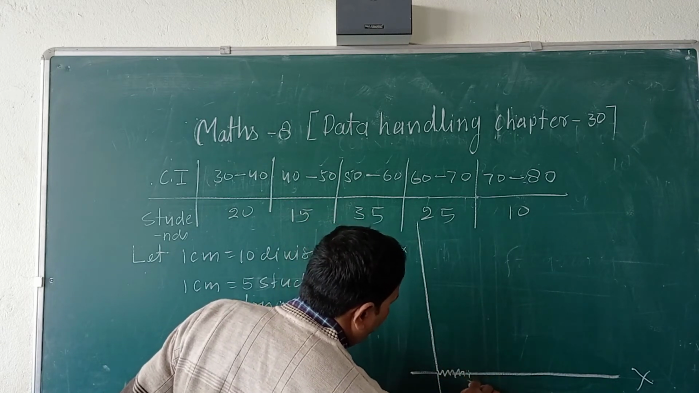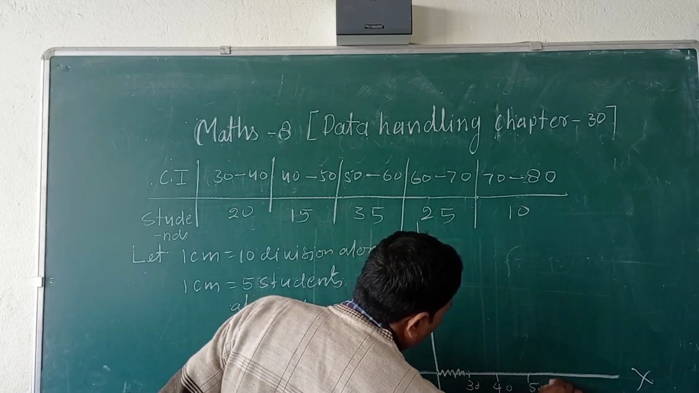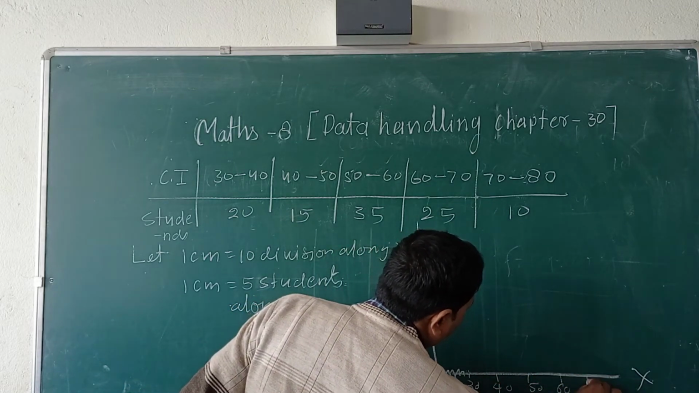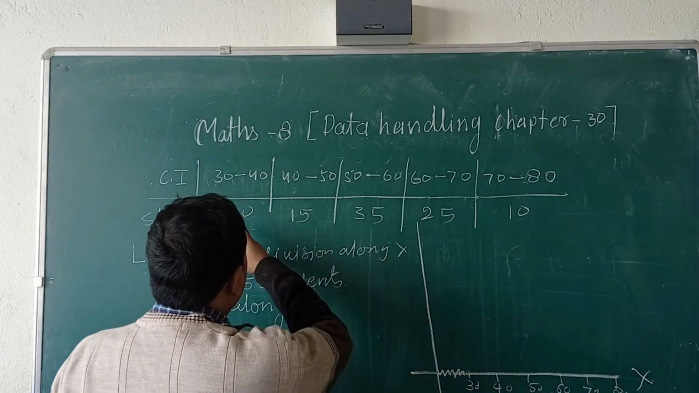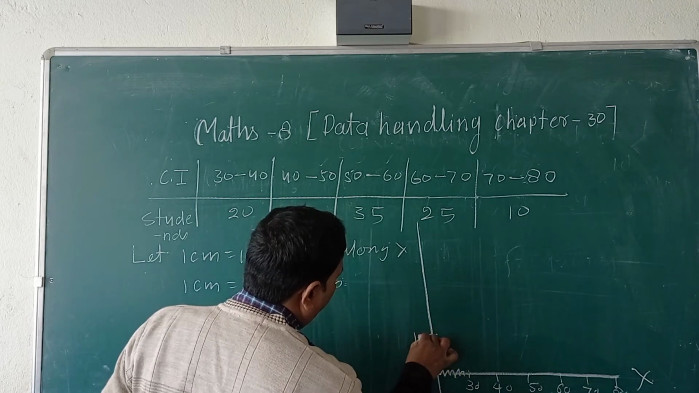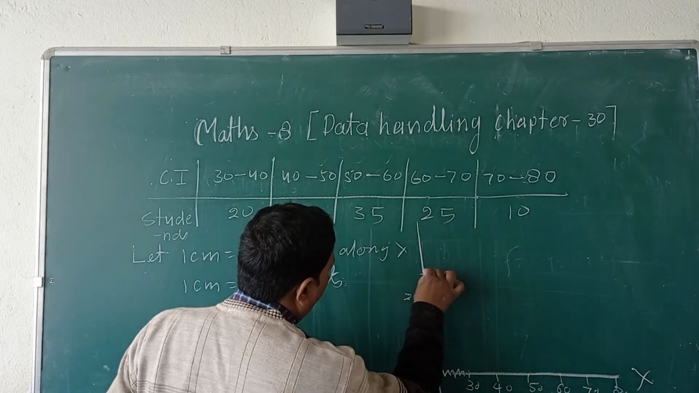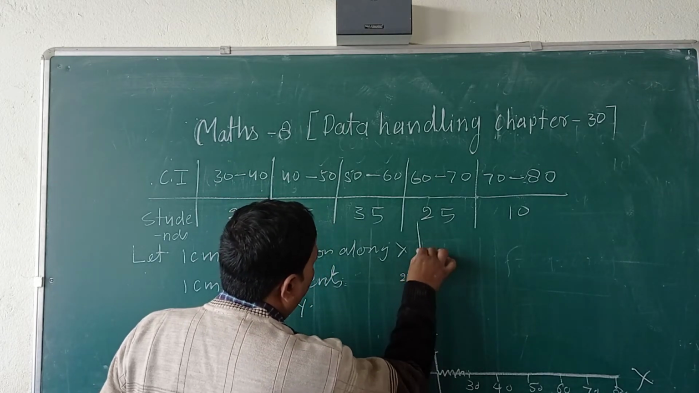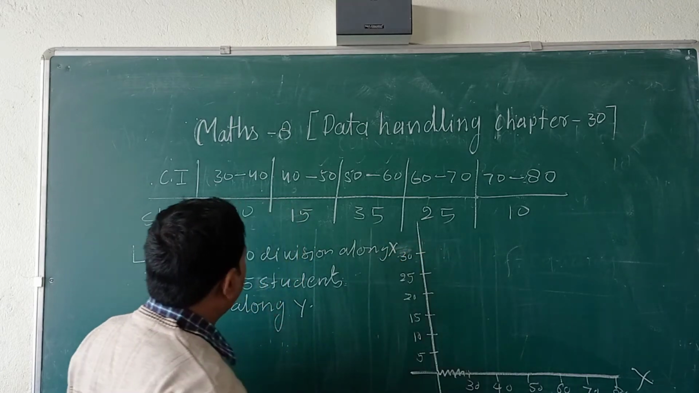Now 30, 40, 50, 60, 70, 80. Now 1 centimeter is equal to 5: 5, 10, 15, 20, 25, 30. On the x-axis, 30. See the first one.